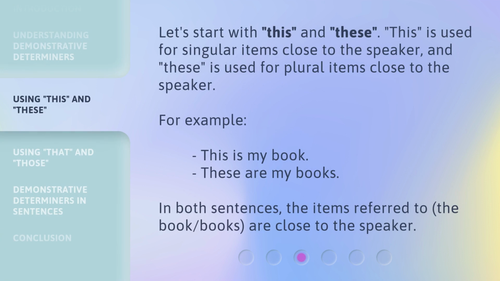Let's start with this and these. This is used for singular items close to the speaker, and these is used for plural items close to the speaker. For example, this is my book. These are my books. In both sentences, the items referred to, the book, books, are close to the speaker.